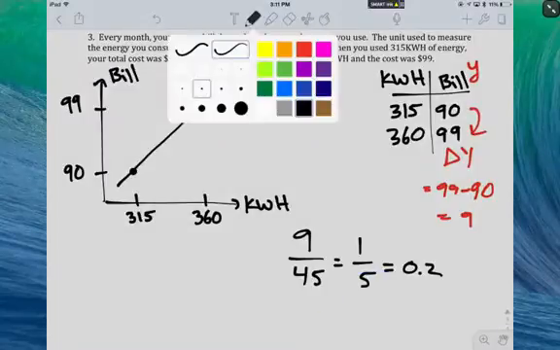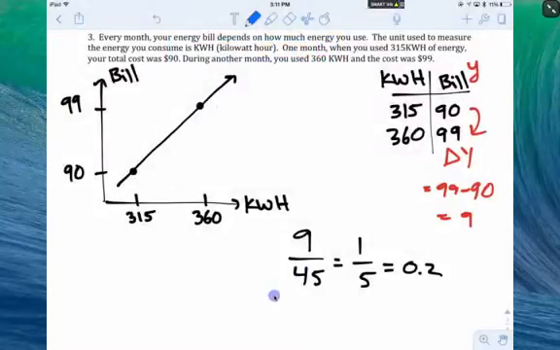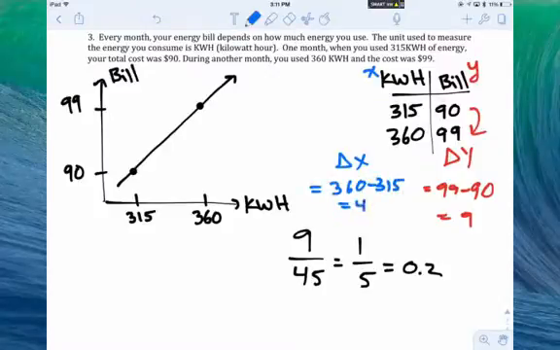And of course, this 45 right here, that was the change in our x variable. Our change in kilowatt hours was 360 minus 315. So we used 45 more kilowatt hours in this other month. So a positive 45 change in the number of kilowatt hours you used resulted in a $9 increase in the bill, and this ratio will reduce to 5 kilowatt hours costs $1. So of course 1 kilowatt hour costs a fifth of a dollar, or 20 cents.